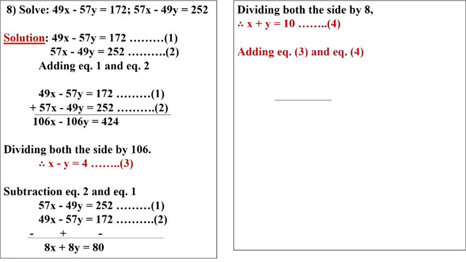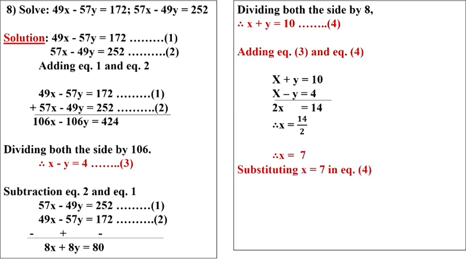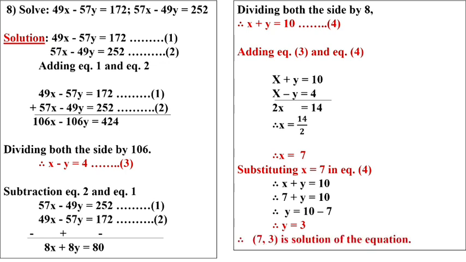Now adding the equation 3rd and 4th, we get 2x equal to 14. Now 2 will go to the right side, become divide. X equal to 7. Now we will substitute x equal to 7 in equation number 4. What is equation number 4? We have x plus y equal to 10. So in the place of x, we will take 7 plus y equal to 10. 7 will go to the right side, become minus. 10 minus 7, we get 3. Therefore, 7 and 3 is the solution of the equation.